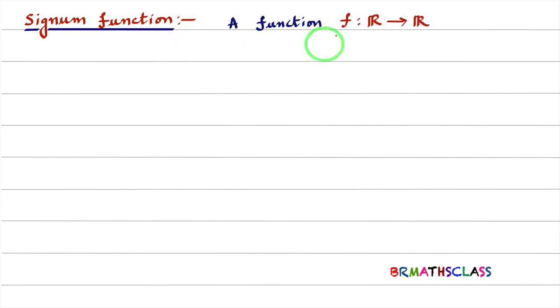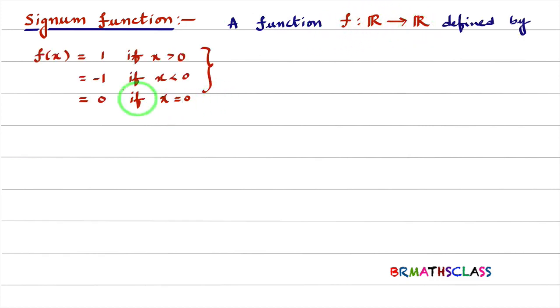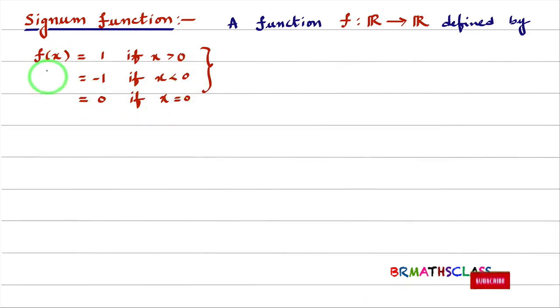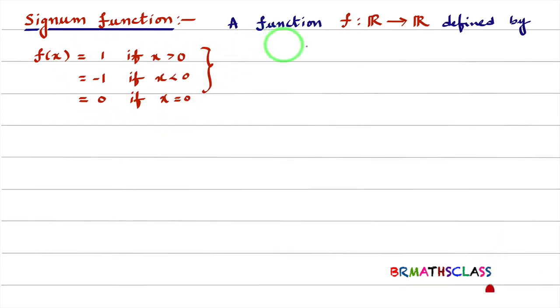A function f from R to R. It is a function from the set of all real numbers to real numbers. You observe here, the function is defined like this. f of x is 1 when x is greater than 0. f of x is minus 1 when x is less than 0. f of x is 0 when x equals 0. I'll try to explain this more clearly with an example. First, let me finish the definition. A function f from R to R defined like this is called Signum function.